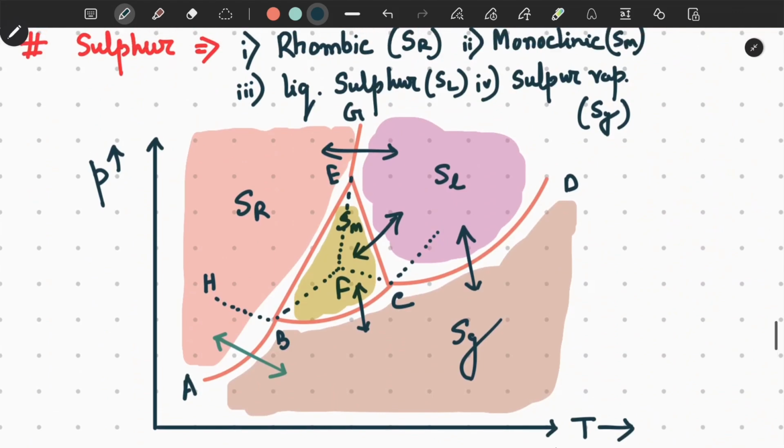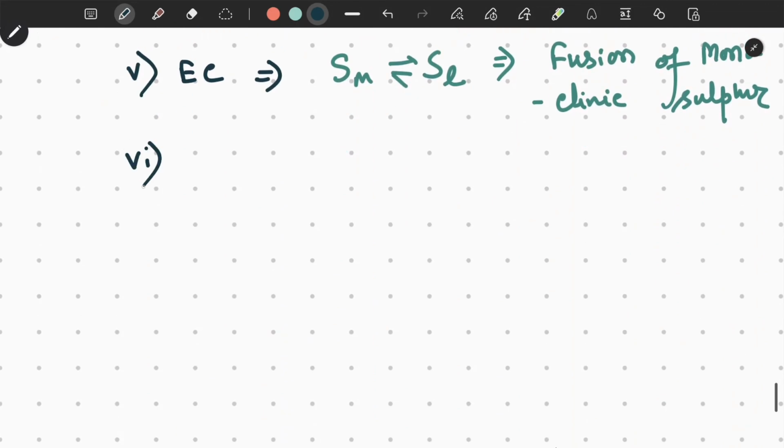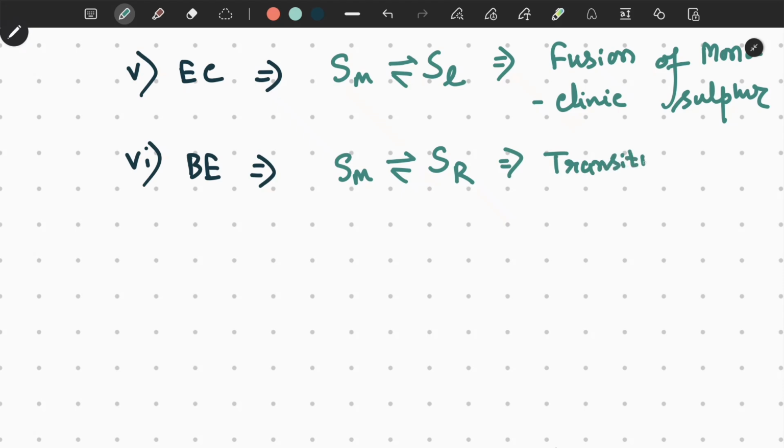And one more left, this one, BE. So this is sulfur monoclinic to sulfur rhombic. What does it call? This is called the transition curve between two solids.